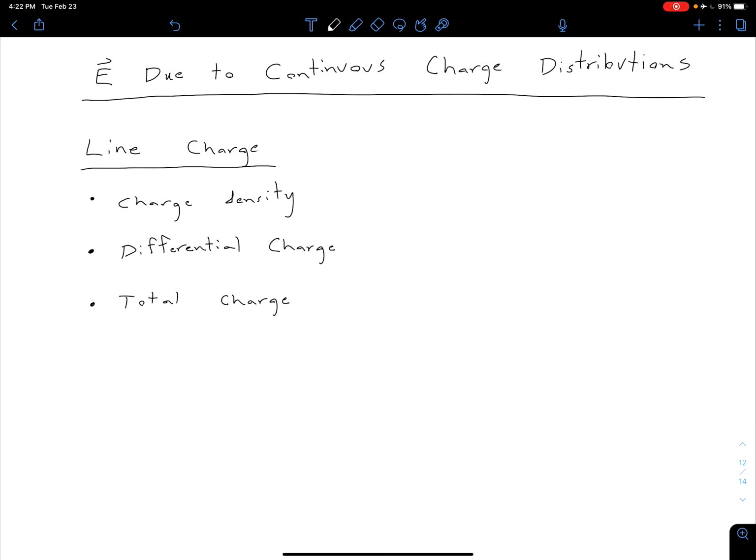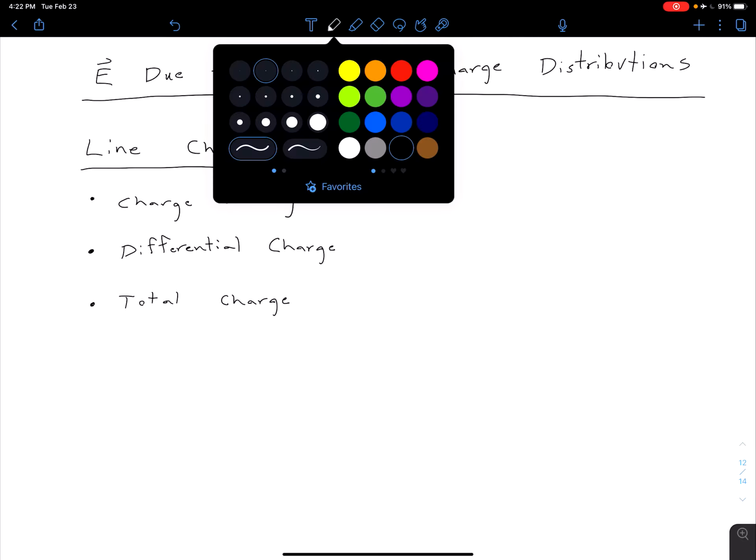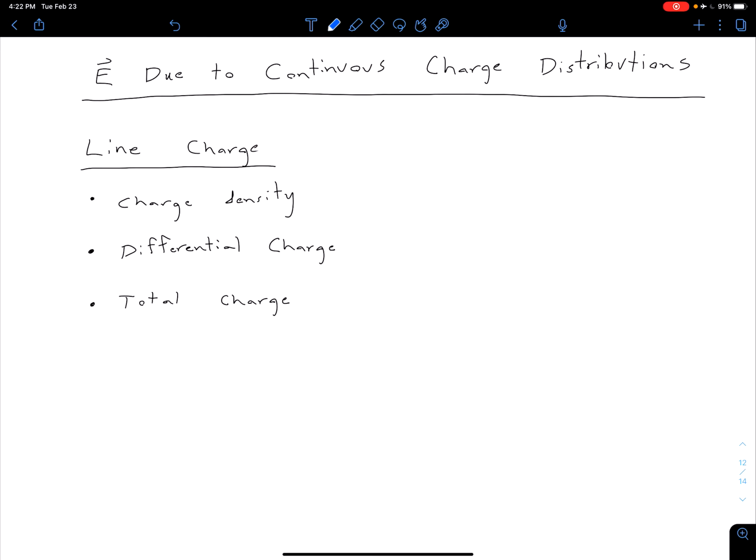In the previous example, we've looked at how to determine electric field from point charges. Now we want to scale that up so that we can find the electric field due to various continuous charge distributions. The first type of charge distribution that we want to talk about is a line charge.